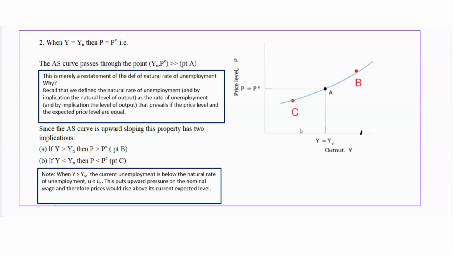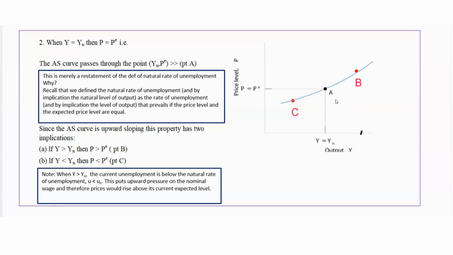Now, since the AS curve is upward sloping, this property that it passes through the point Yn and Pe has two important implications. The first is that if Y is greater than Yn, such as at point B, then P is greater than the expected price level. The economic intuition behind this is that when Y is greater than Yn, the current unemployment rate is below the natural rate of unemployment, U is less than Un. This puts an upward pressure on the nominal wage, and therefore prices would rise above the current expected level.